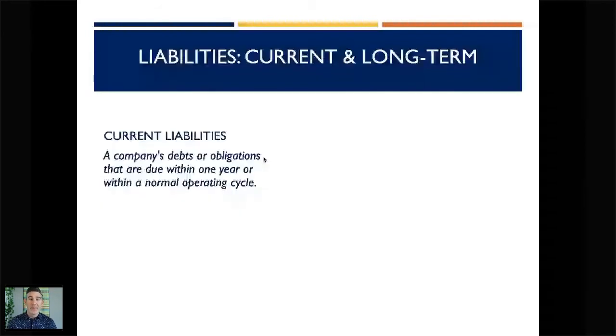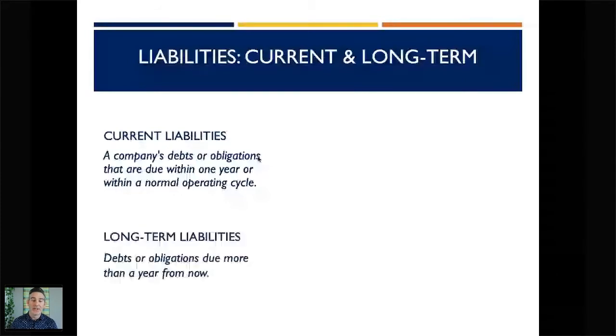And similarly for liabilities, we have our current liabilities. That's your debt or obligations that are due within 1 year. Sometimes people talk about a normal operating cycle, which in your business might be slightly different than a year, but a year is the standard if you don't know. And then there are your long-term liabilities, which are debts or obligations due more than a year from now.